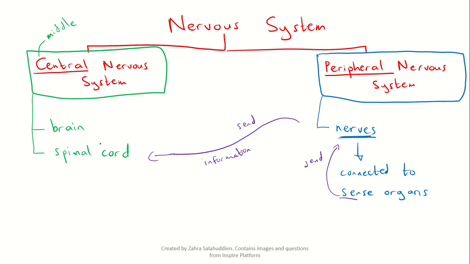The spinal cord will send the information to the brain. So the nerves are not connected to the brain. They're only connected to the spinal cord and the sense organs. The brain only deals with the spinal cord.